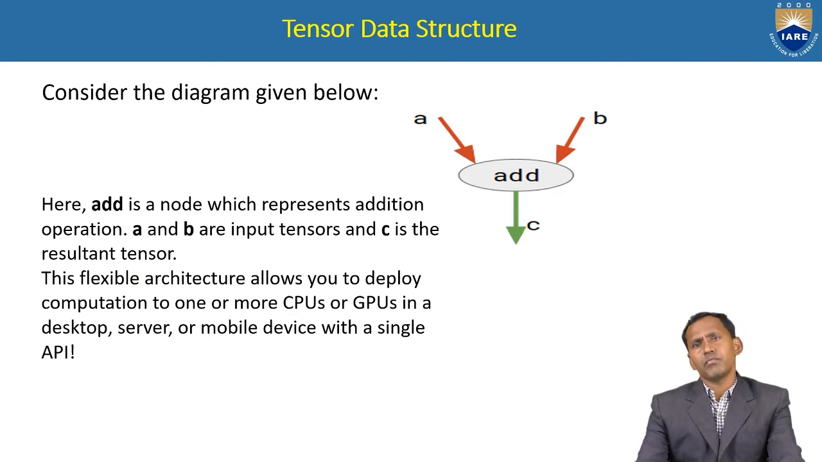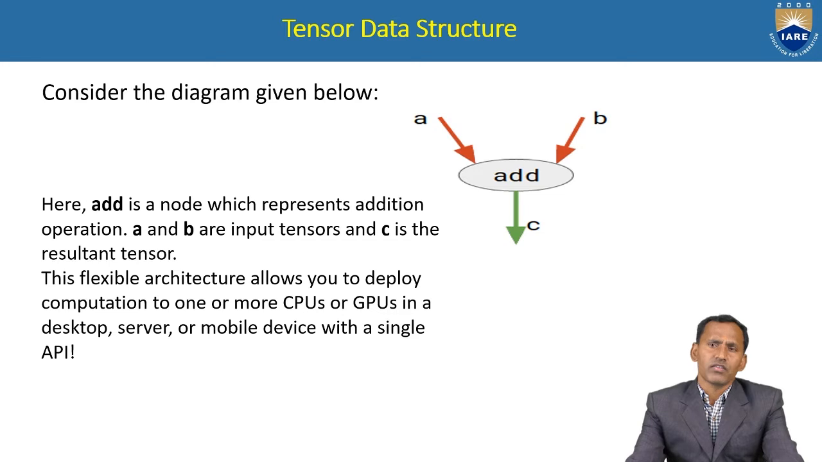Consider the diagram given below, which has one node and three tensors. Here, add is a node which represents the addition operation, A and B are the input tensors, and C is the output tensor, also called the resultant tensor. It is a flexible architecture that allows you to deploy computation to one or more CPUs or GPUs in a desktop, server, or mobile device with a single API.